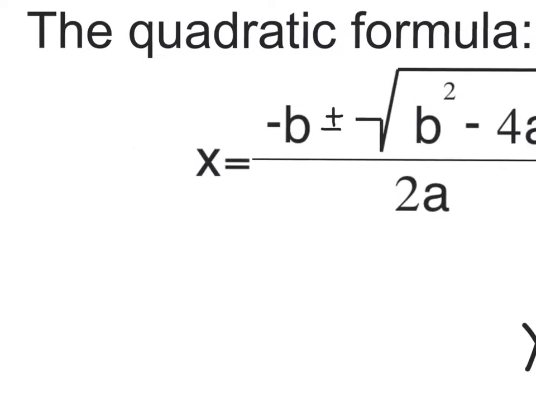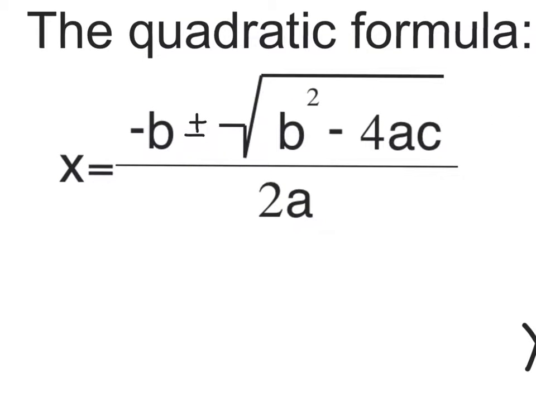And the quadratic formula is x equals negative b plus or minus the square root of b squared minus 4ac, divided by 2a. You just need to memorize it, okay?